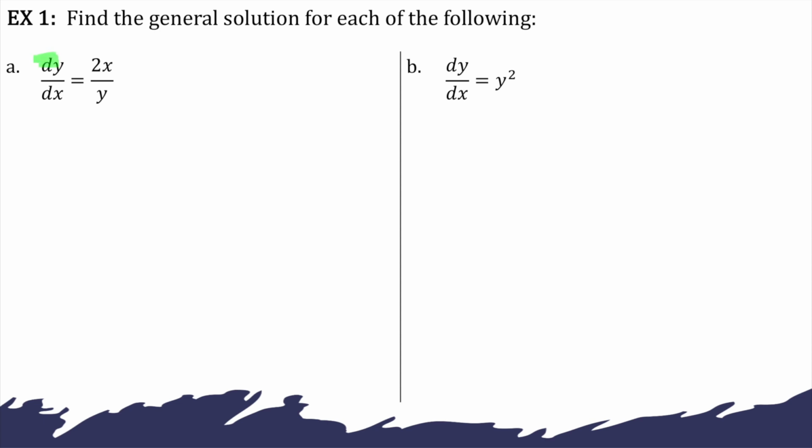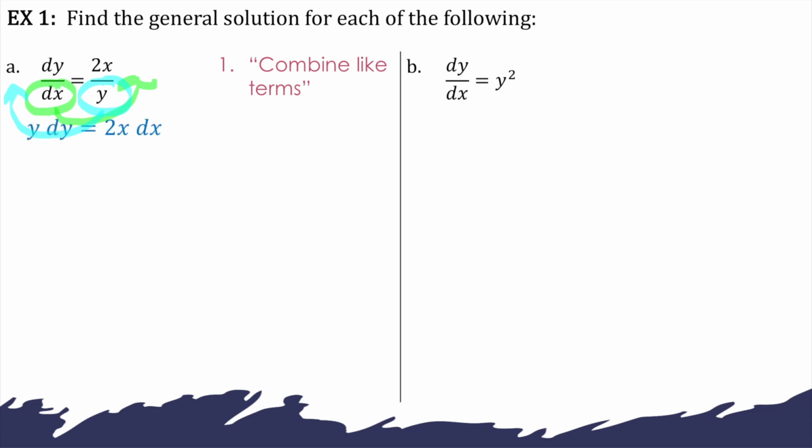Now you'll notice here I've got y stuff and x stuff on both sides of the equation. And that's what I don't want. I want all the y stuff on one side and all the x stuff on the other side. So if I take this dx and multiply it by both sides, and then I take y and multiply it by both sides, then I'm essentially combining like terms. So what we have here then is y dy equals 2x dx. All the y stuff on the left, all the x stuff on the right. And now I can integrate both sides.